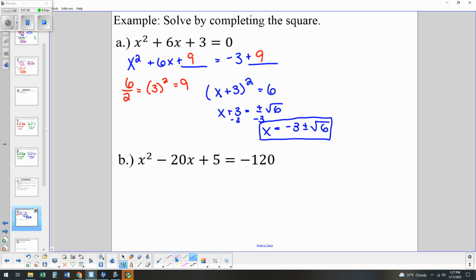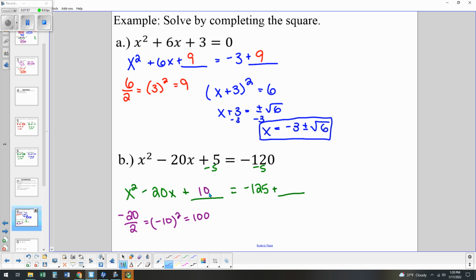Let's do the same thing in B. I'm first going to subtract 5 from both sides. So we have x squared minus 20x plus something we don't know equals negative 125 plus something we don't know. So we take the b term and cut it in half, and then we square it. So that means we're going to add 100 to both sides of the equation.